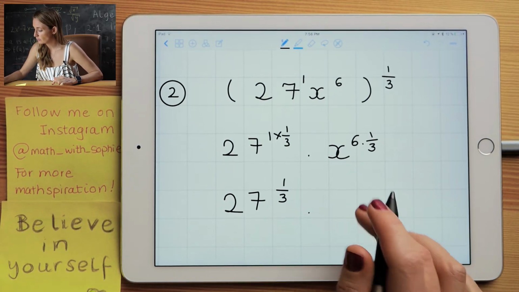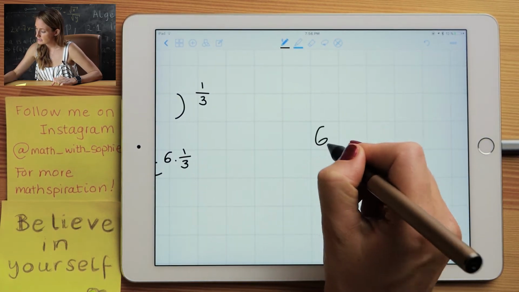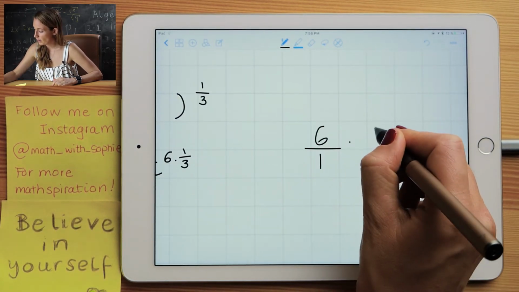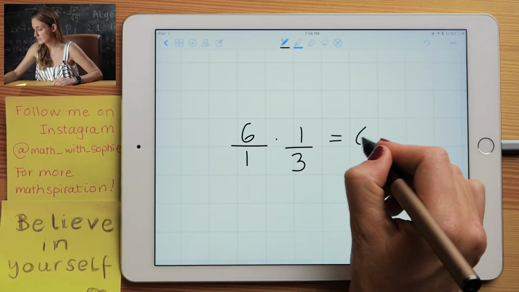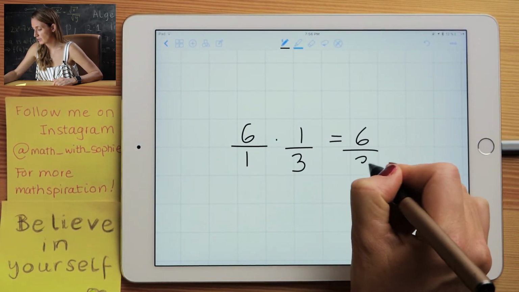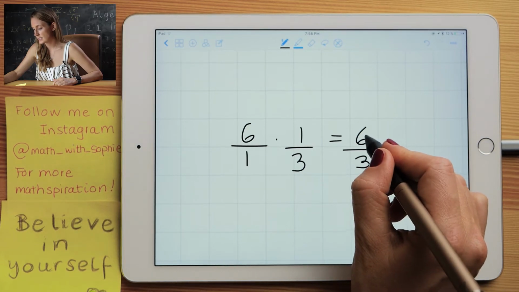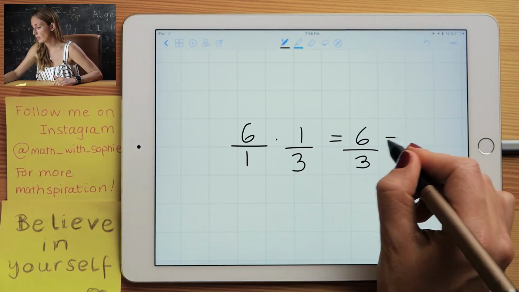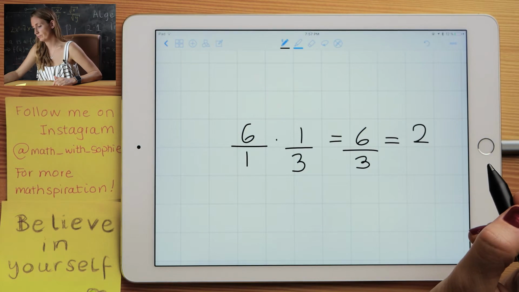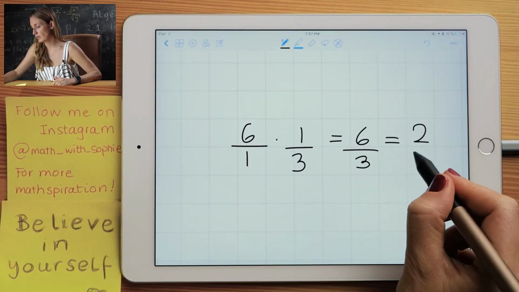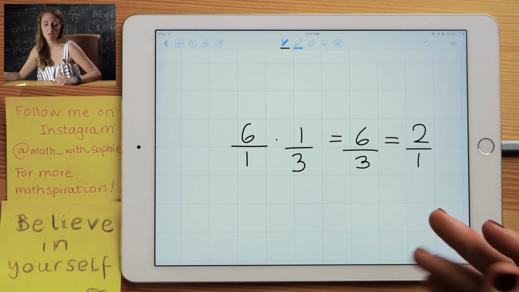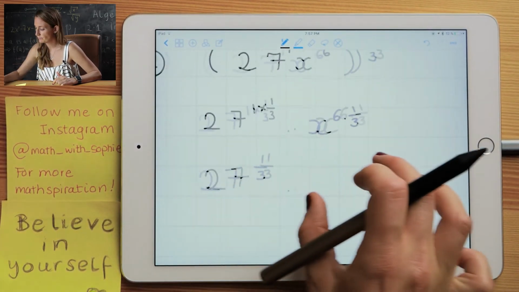Again, if it helps you, we can do that on the side. 6 over 1 times 1 over 3. 6 times 1 is 6. 1 times 3 is 3. And 3 goes into 6, so 6 divided by 3 gives you 2. 3 divided by 3 is 1, which gives you 2 over 1, which is just 2.